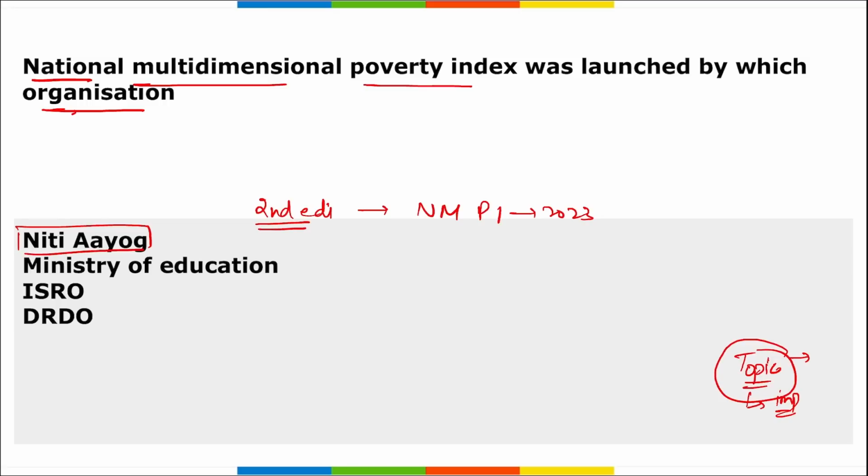Because here the organization is asked, right? So Niti Aayog. But if the name of the person was asked, it was released by the vice chairman of Niti Aayog, Suman K. Berry. Correct? And this is the second edition of this National Multidimensional Poverty Index.